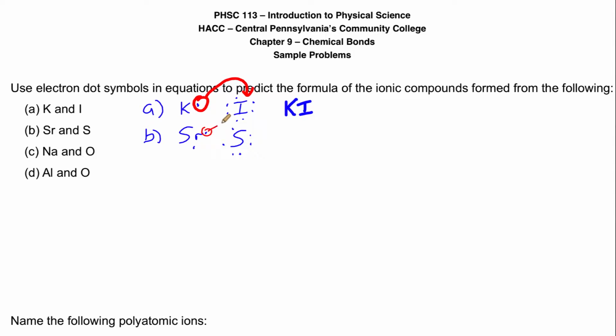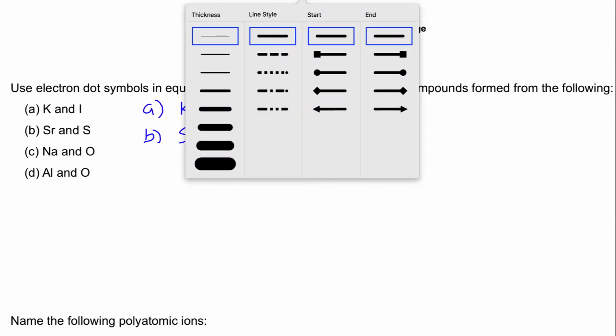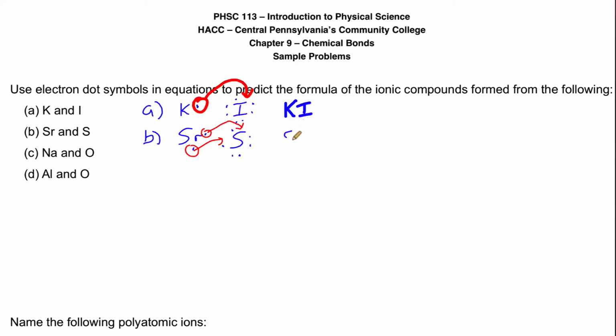So this one can combine over here. This one can combine here. And that gives us that all we need for this is one element of each. There's nothing else that's required. So the answer would be SrS would be the chemical formula that we would predict for this based on the electron dot configuration. Now let's look at 2 that might be a little more complex.